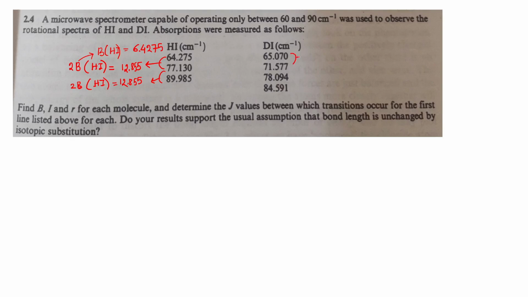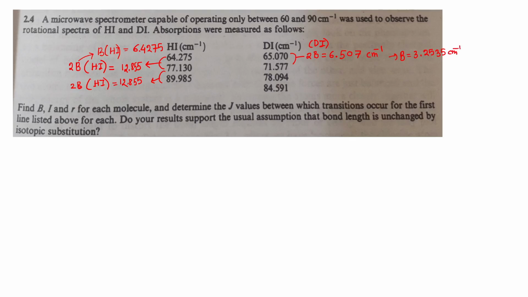And for DI, what is the 2B? It is something like 6.507, right? It is something like this, in centimeter inverse. Correct, sir. Then the B would have been 3.2535, something like that.